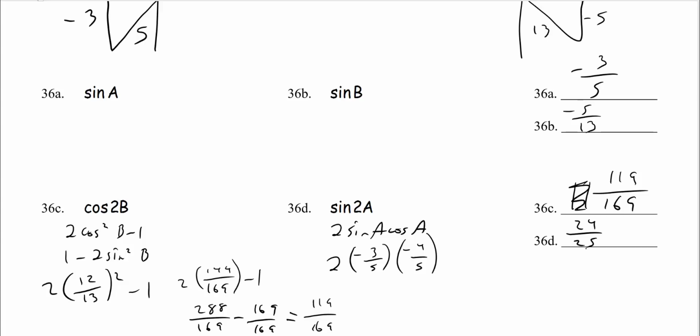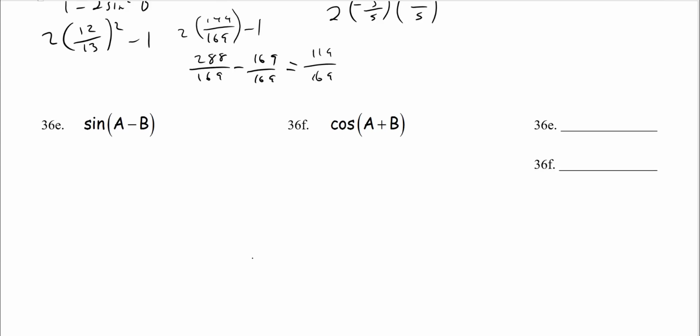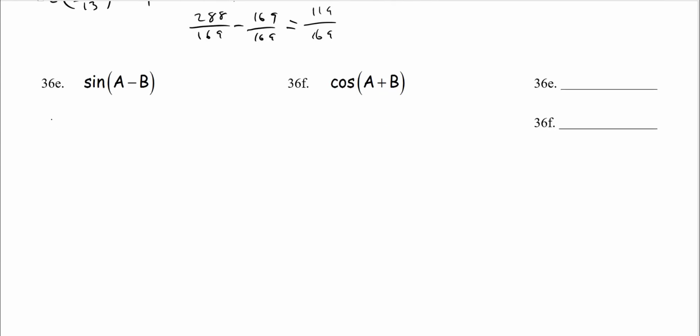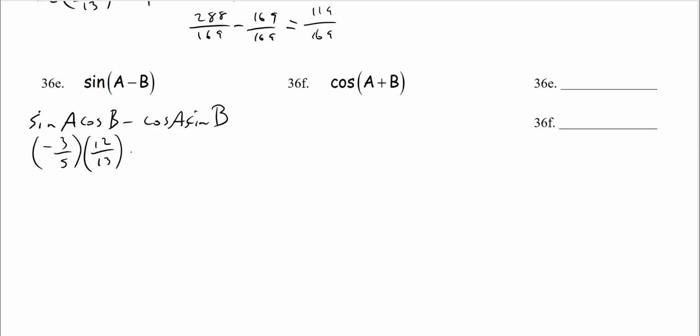All right, that's cool. Sine of a minus b, again, just write this out really. Sine of a, cosine of b, same sign, minus cosine a, sine of b. So I just pull all that off. I get negative 3/5 and 12/13 and negative 4/5 and negative 5 over 13. Okay, pretty easy. So you put it all together, negative 56 over 65.